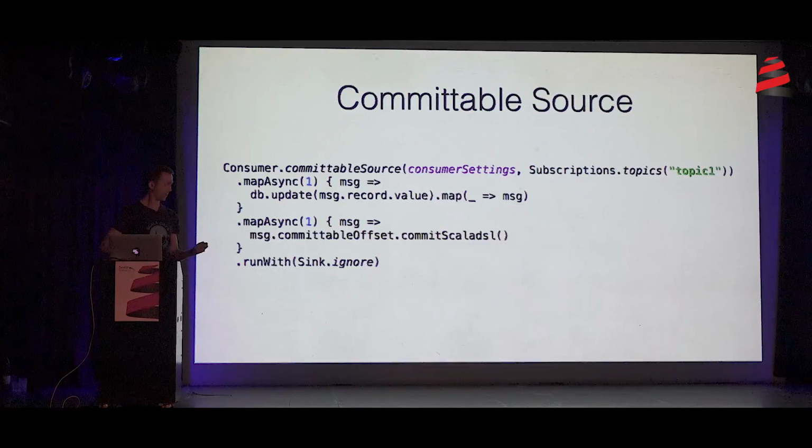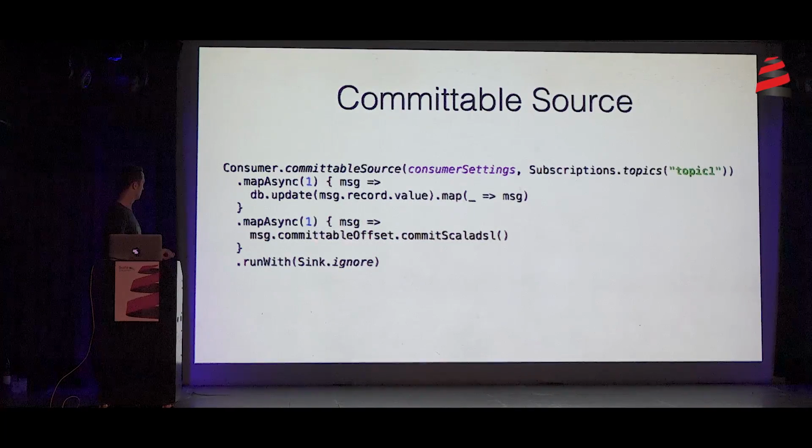Let's see an example. This is called a committable source. We create a committable source with the consumer API. We then do some processing, which in this case is updating some database records, for example. And then we can get the message after this stage, and in the next stage, call commitScalaDSL on this message. The name is quite unfortunate, Scala DSL in the name, but it's caused by some problems with having common code in Java and Scala DSL, and we are working on resolving this.